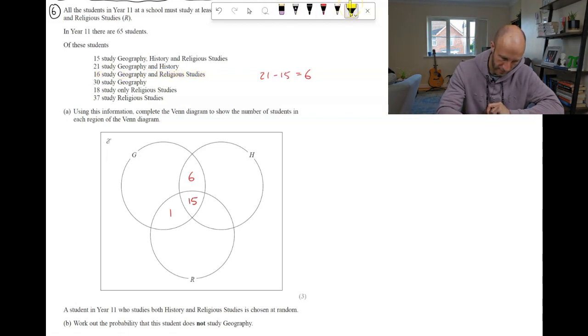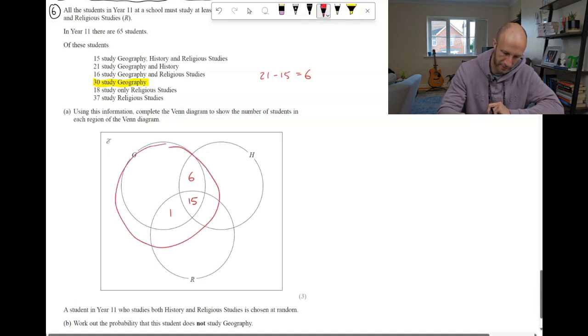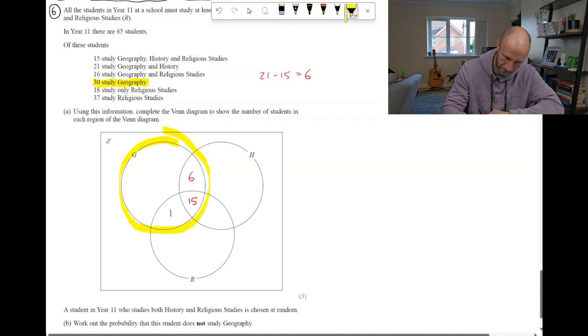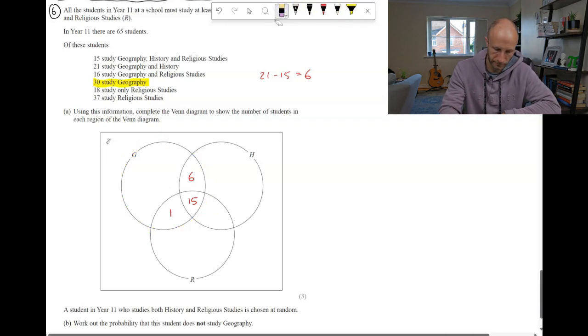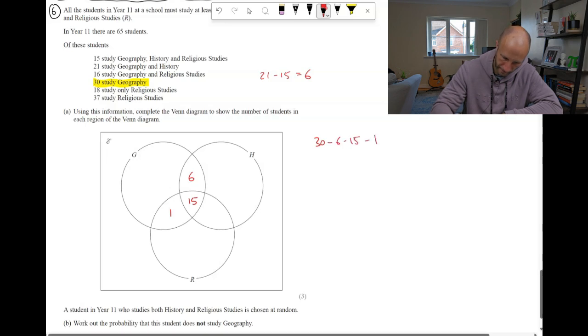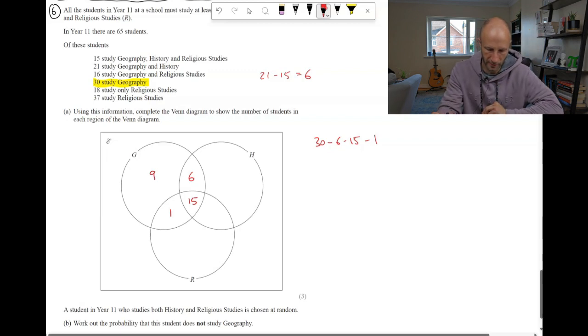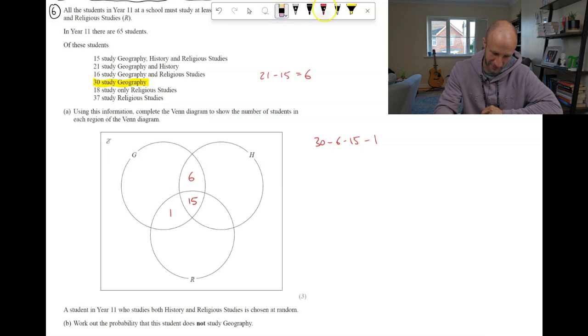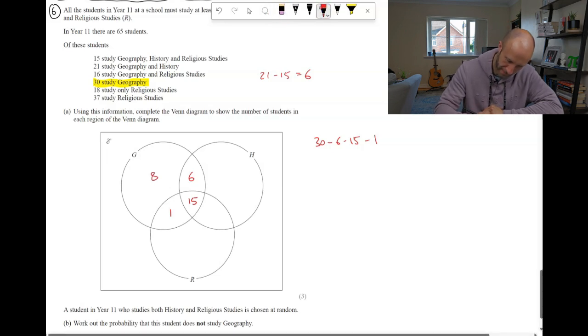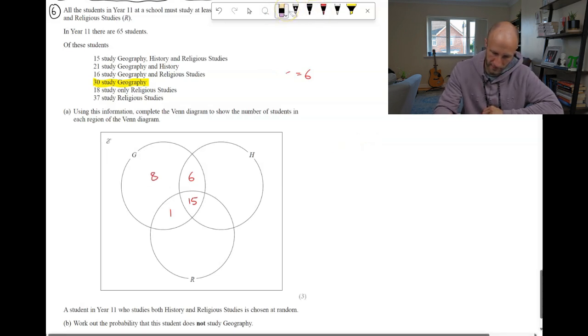We know that 30 study geography. So that means the total inside geography, which is here, must be 30. So if I do 30 take away these 3, which is 30 take away 21, which is 9. There'll be 9 in here, and that gives us our... that's wrong, isn't it? 22, sorry, it should be 8. So that will give us this part of the diagram here.